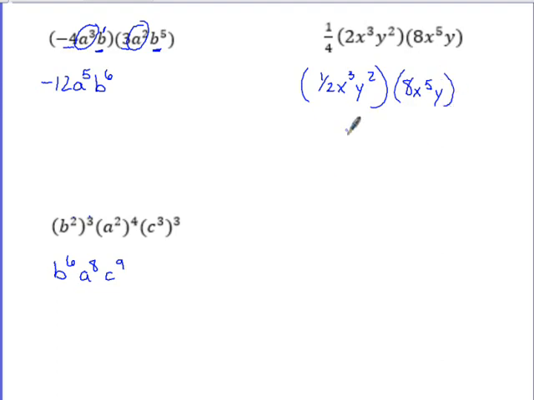Alright, so remember constants or coefficients first. So 1/2 times 8 is 4. X to the 3rd times x to the 5th. Add the exponents gives me x to the 8th. Y squared times y, and remember this is to the 1st power, so 2 plus 1 gives me y to the third power.